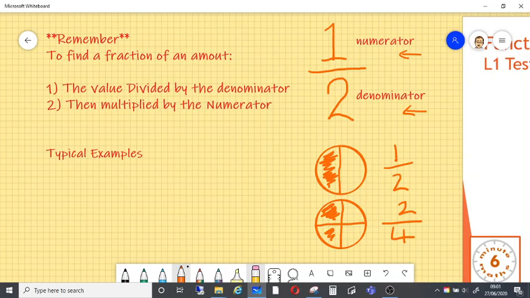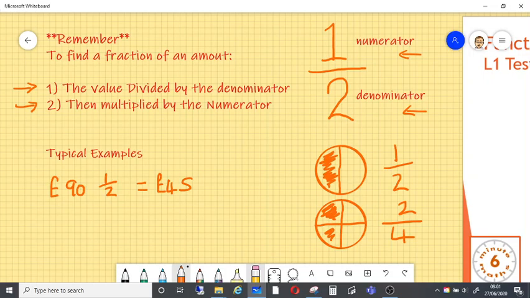And there is a rule we need to know to find a fraction of an amount. The first step is whatever the value is divided by the denominator, and then that is multiplied by the numerator. So, for example, if I've got £90 and I'm going to split it between me and a friend, we're getting half each, then we know the answer. £90 divided by 2 is 45. So half each would be £45.